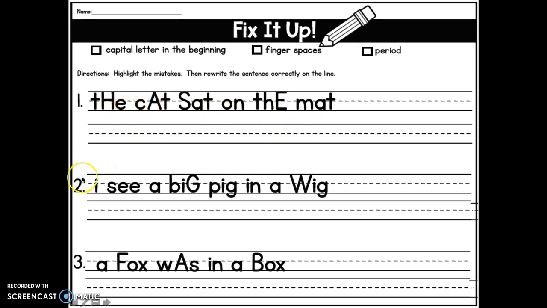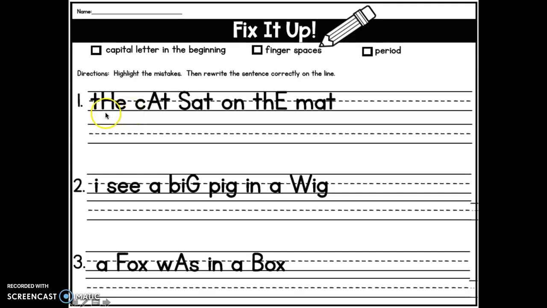There's 3 different sentences. You're going to read the sentence and figure out what you need to do to make it a perfect sentence. Because boys and girls, these sentences look a little crazy. So you're going to first highlight the mistakes. So using your highlighter, go through the sentence and highlight the things that are wrong.